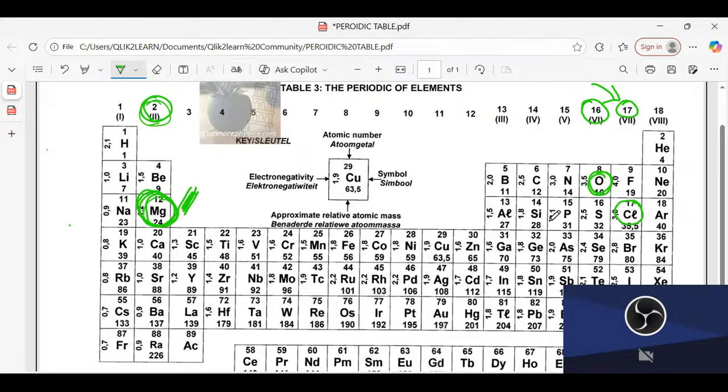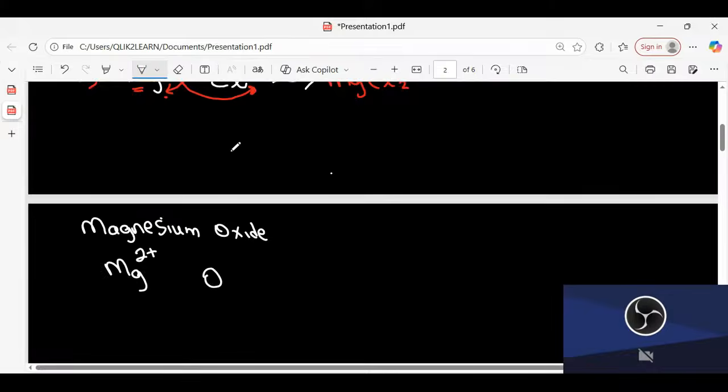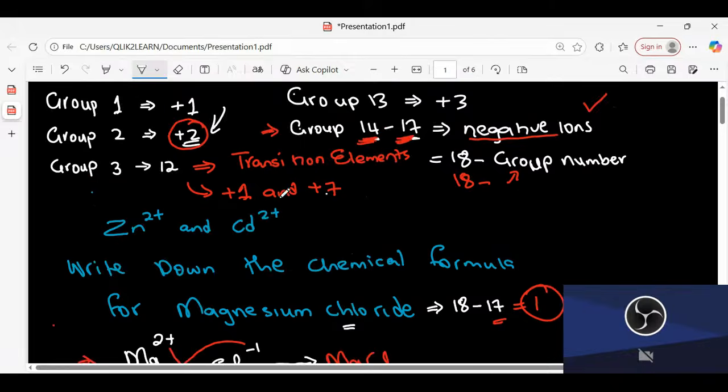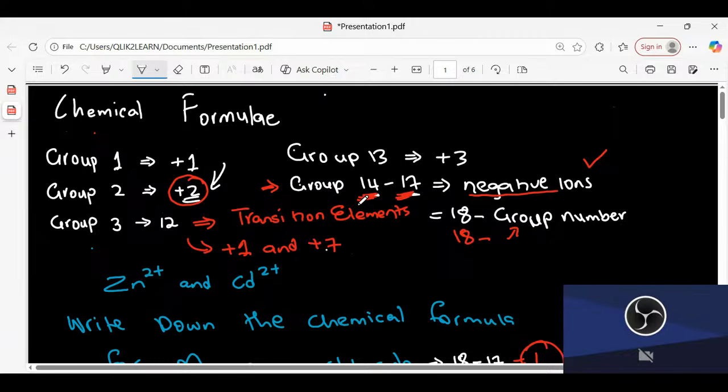I think everyone can see. Oxygen is in group 16. Since it's in group 16, remember, the elements between group 14 and 17 form negative ions. And how do we find the charge? We say 18 minus the group number. What is the group number? The group number is 16. So it's going to be 18 minus 16, which is 2.